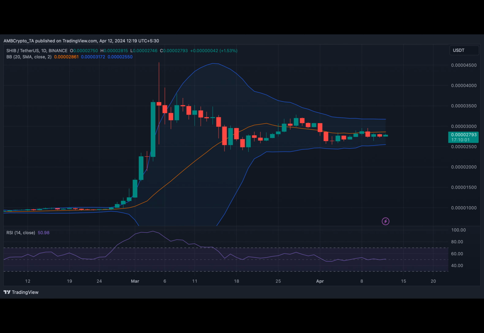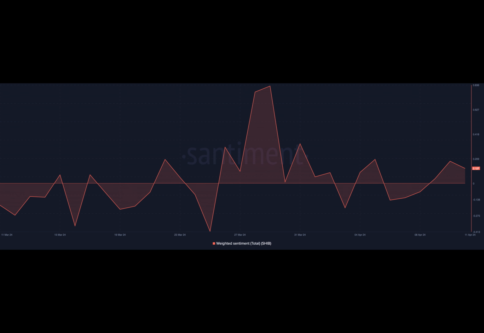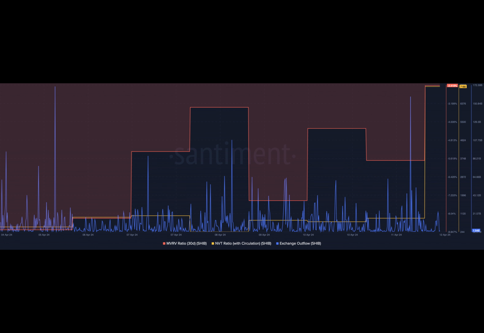LunarCrush recently posted a tweet elaborating Shiba Inu's performance on the social front during the past 6 months. As per the tweet, the meme coin's posts with interactions surged by over 96,000%. Its total interactions alone increased by over 12,000%. These datasets clearly reflect the massive hike in SHIB's popularity in the crypto space. AMBCrypto's analysis of sentiment data revealed that bullish sentiment around the token was dominant in the market for several weeks during the last 30 days.